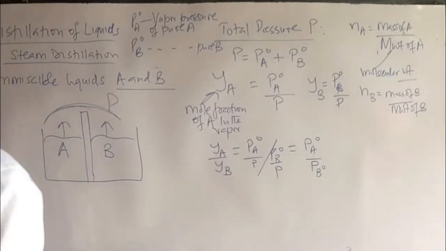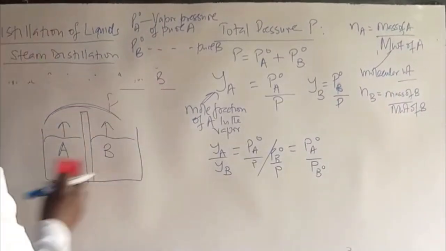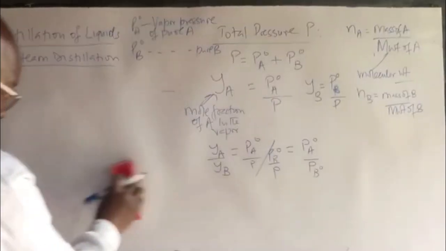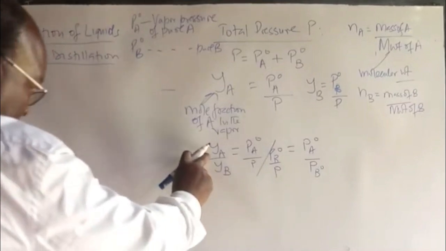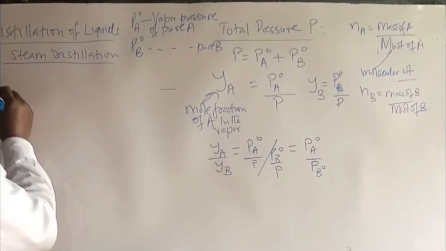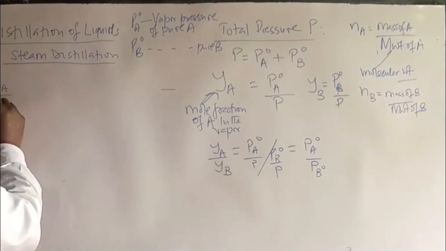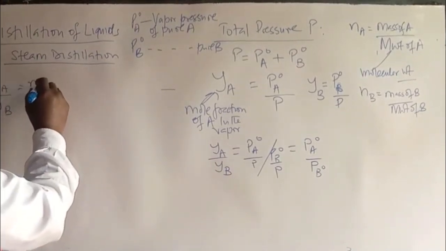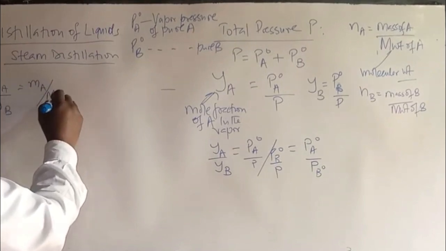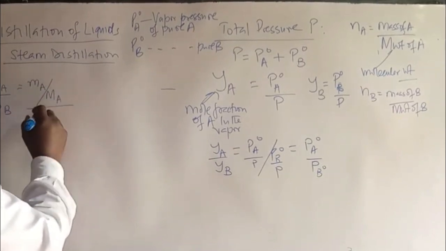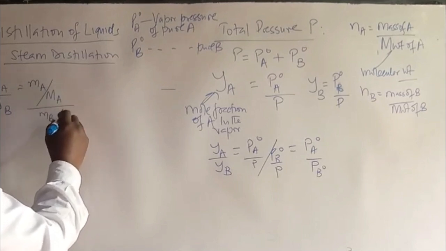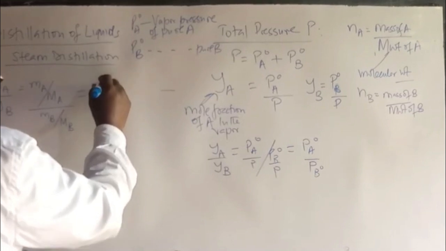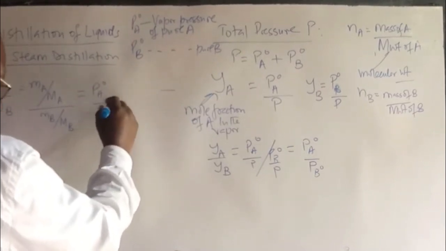So if we bring that expression into the equation there, so that we simplify our work, we will have now YA over YB is the same as mass of A over molecular weight of A divided by mass of B over molecular weight of B. And this is equal to PA naught over PB naught.